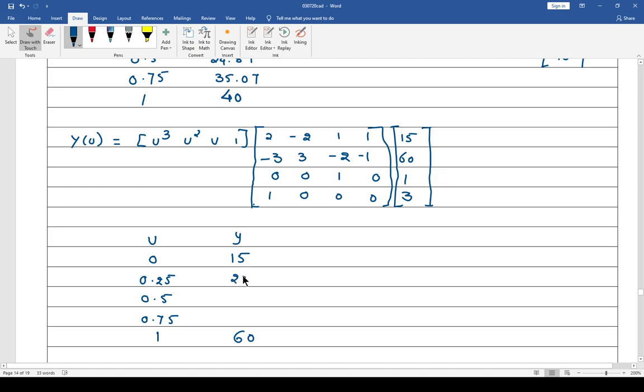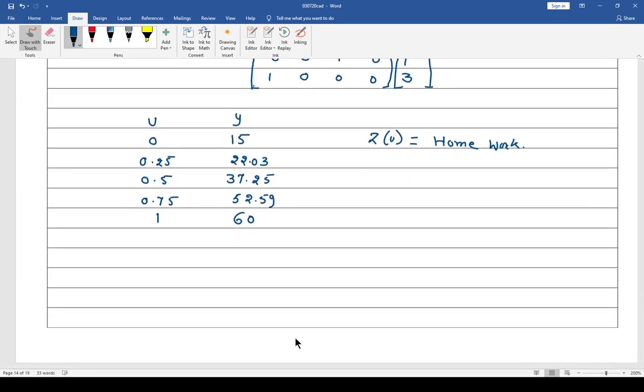So I am having 22.03. I am just writing 2 decimal places. Remember to keep minimum 4 decimal places. 37.25, and then I could have 52.59. Okay, so now some of you already calculated z of u. Now z of u is homework. Okay, that's it. So if 2 dimension is there, only up to this you have to do it, nothing else.